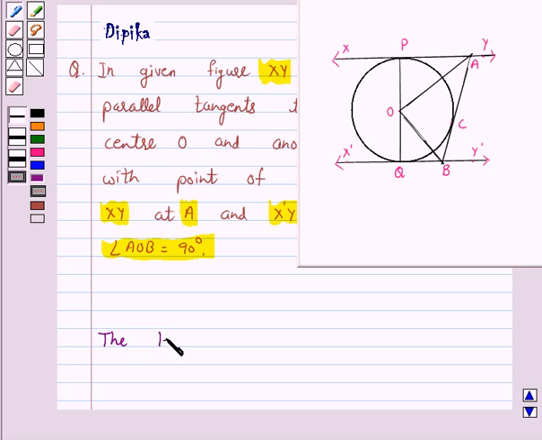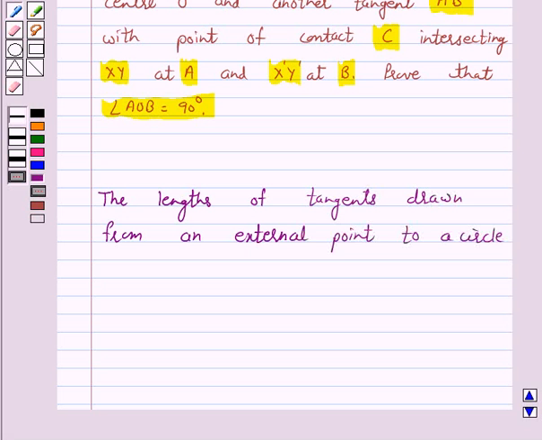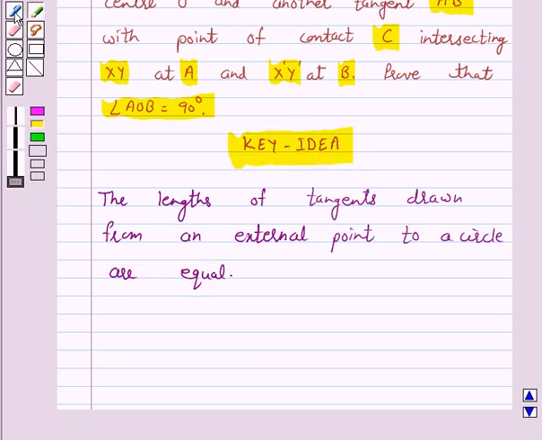Now we know that the lengths of tangents drawn from an external point to a circle are equal. So this is the key idea behind the question. We will take the help of this key idea to solve the above question. So let's start the solution.